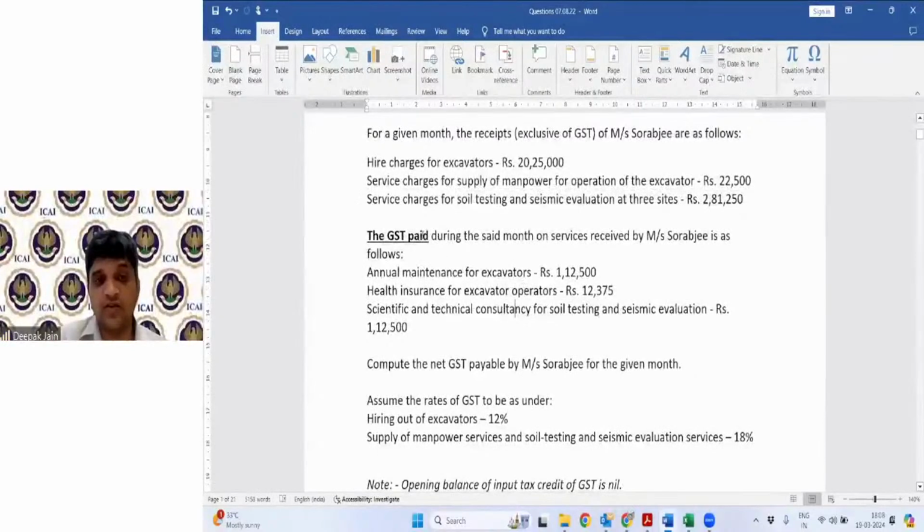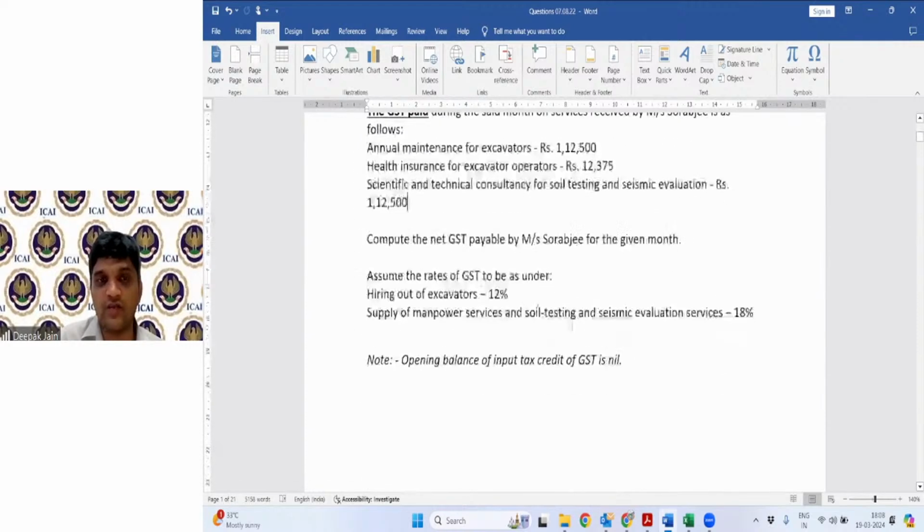The GST which they have paid during the said month on services received by Messrs. Saurabh is as follows. So these are all the input services. Annual maintenance for excavators, 1,12,500. Health insurance for excavator operators, 12,375. Scientific and technical consultancy for soil testing and seismic evaluation, 1,12,500.